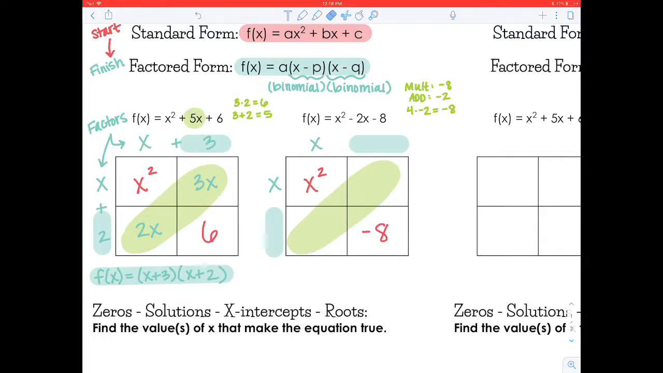Okay, so that means we need to switch which one's negative. So why don't we try the 4 as negative, and then the 2 as positive. So we know negative 4 times 2 is negative 8. And then let's do negative 4 plus 2. And then we get a negative 2 there. Okay, so negative 4 and 2 are our magic numbers.